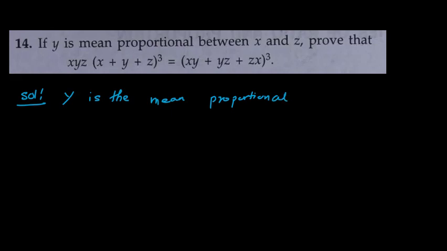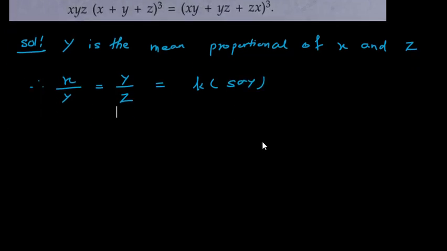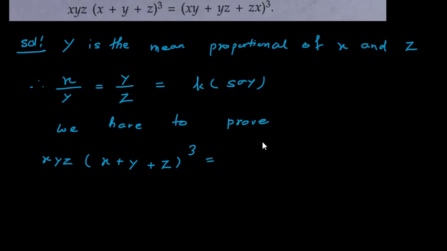If y is the mean proportional of x and z, then x upon y equals y upon z, and I will assume this as k. Now I have to prove that xyz into (x plus y plus z) the whole cube is equal to (xy plus yz plus zx) the whole cube.